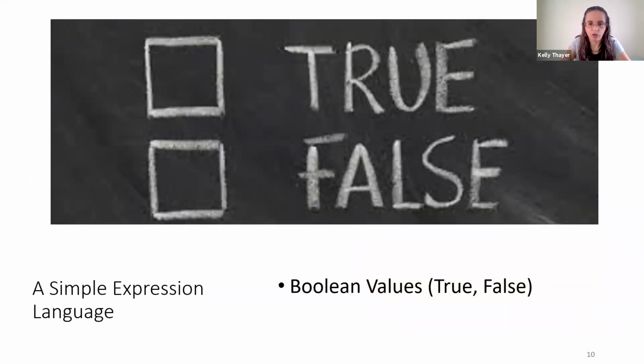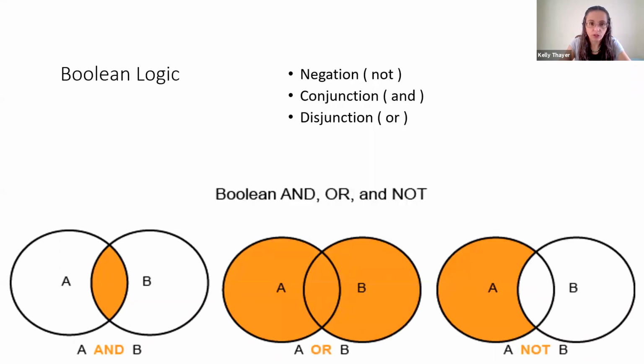Speaking of which, we need to have the Boolean values in order for our simple expression language to work. So the Boolean values are true and false. Pretty simple. There's two choices. We do have the Boolean logic, and so this means we want to be able to use and, or, and not in our actual expressions. So we could say, are A and B both true? So then we would say that A and B are both true in this. So this is a Venn diagram to represent this when we have this shaded region, right? So the Boolean and, or, and not are allowed in our expressions.